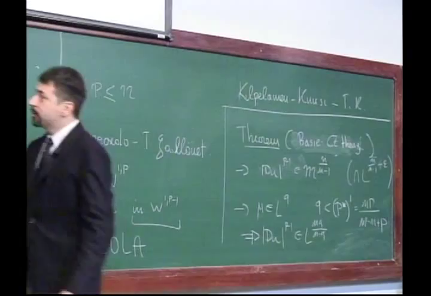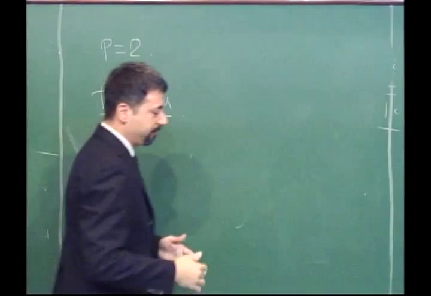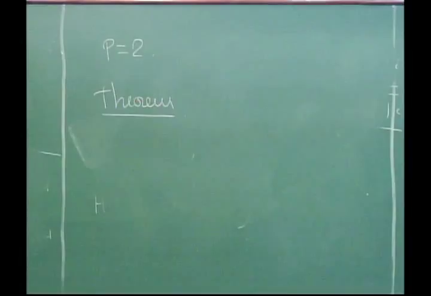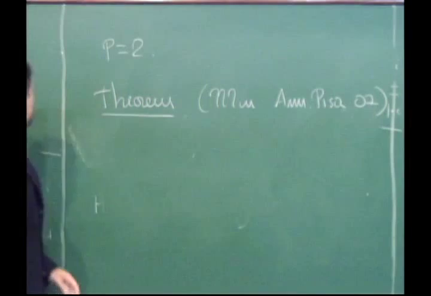Just to start, for the sake of simplicity, let me first consider the case p equals 2, because here the problem I would like to recall is not the fact that the equation is degenerate. This is a further problem. The first problem is that the equation is nonlinear. The first result in this direction is due to me, published in Annali di Pisa in '07, and tells that if you cannot be here, you're almost there.